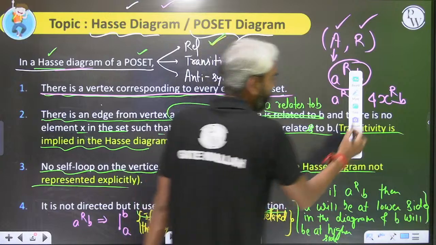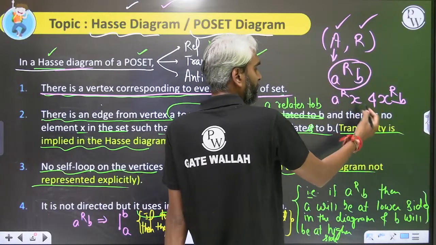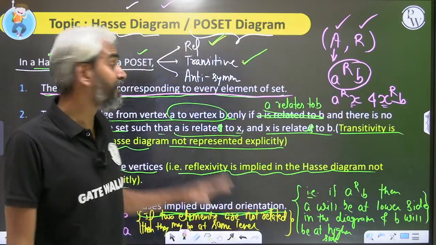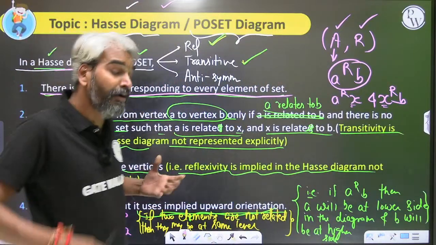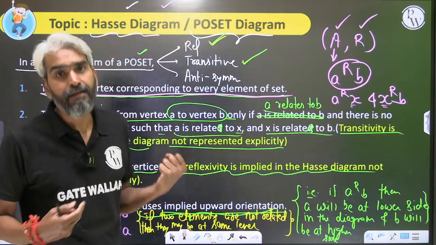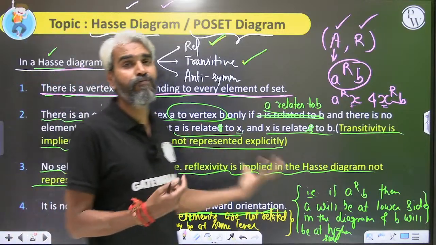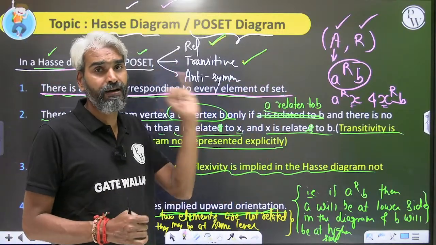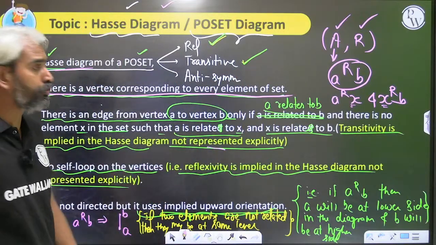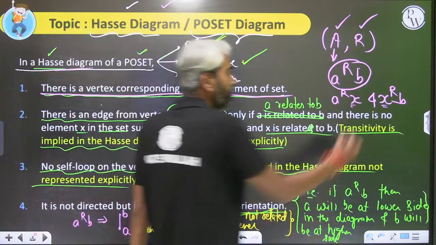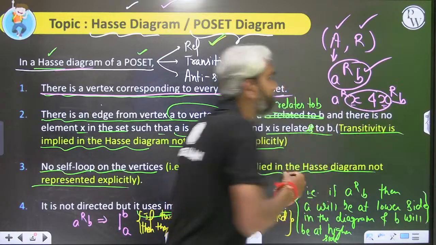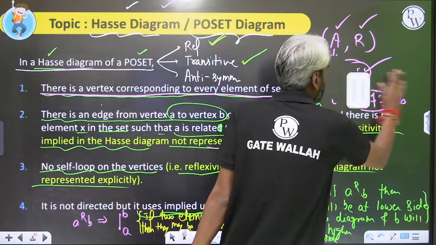Sir, why? Why should there not be any element X such that A relates to X and X relates to B? Because in a Hasse diagram, we do not represent transitivity. Transitivity is already implied by the Hasse diagram, because we know that we are constructing it for a poset, and the partial order relation will be reflexive, antisymmetric and transitive. So we know it will eventually be transitive. Therefore, we do not represent transitivity explicitly. So there will be an edge between A and B if A relates with B, but there is no element X such that A relates to X and X relates to B. Okay, so that's one thing.